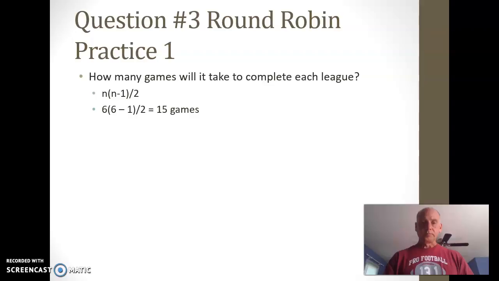But here you can see the equation for the number of games. It's n minus 1 multiplied by n, divided by 2. So n is the number of teams per league: 6 minus 1 is 5, times 6 is 30, divided by 2 equals 15. We already figured that out, but did it again here for you.